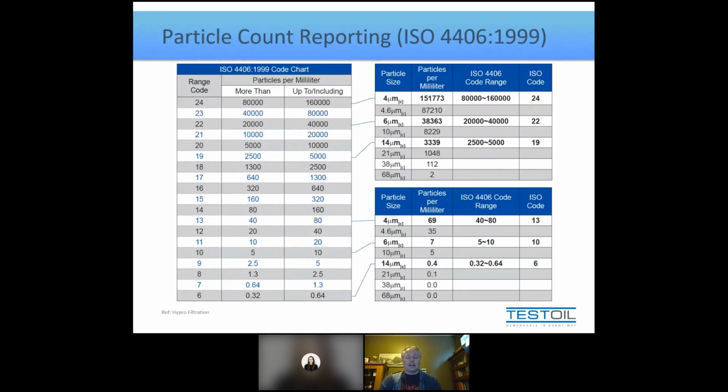If you come down to the next line there, where it says it's got the 38,000 and change, that's between 20,000 and 40,000. That's an ISO code of 22. And if you look at the last one, the greater than 14 value, that's 3,000 and change. Well, that's between 3,000 and 5,000, or 2,500, sorry, and 5,000. That's an ISO code of 19. So in the end, that particle count in the top table, which was 151,773 and so on and so forth, we simplify that into a statement of 24, 22, 19.